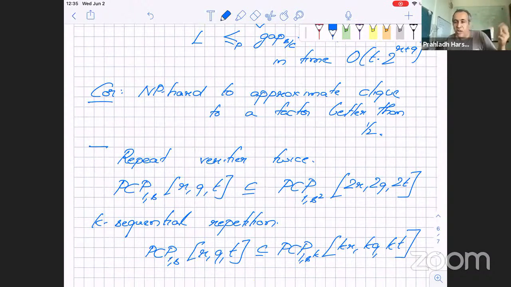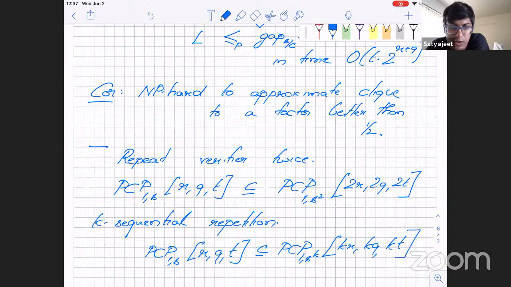But what is the advantage we get? The soundness falls by a factor of S to the K. In the yes case, of course, if there is a proof that satisfies with probability 1, it will still satisfy with probability 1. But in the no case, if every proof is violated with some probability, then the probability that the proof will satisfy all the K runs will be at most S to the power K. So if you repeat the verifier twice, you got PCP 1, S square. If you repeat that once again, then you'll get 1, S power 4, 4R, 4Q.